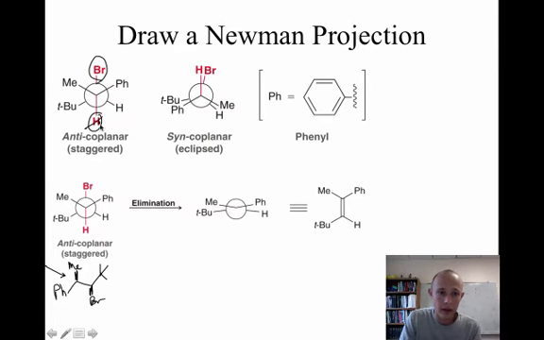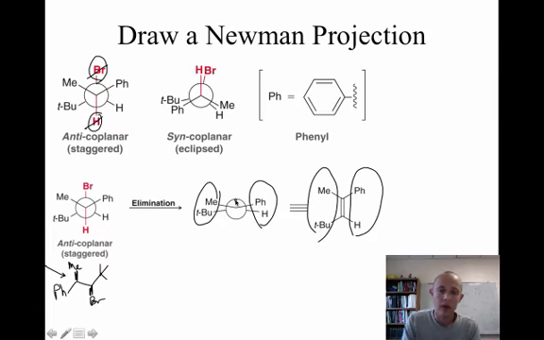So when we eliminate those two things, we get this alkene where the methyl and the tert-butyl are on the same side of the alkene, and the hydrogen and the phenyl. But remember, what you want to be careful about is this carbon is bonded to a methyl and a phenyl. And this carbon, which is the one behind, is bonded to a tert-butyl and a hydrogen. So make sure that you put the tert-butyl and the methyl together, but on different carbons, and you put the hydrogen and the phenyl together, but on different carbons.